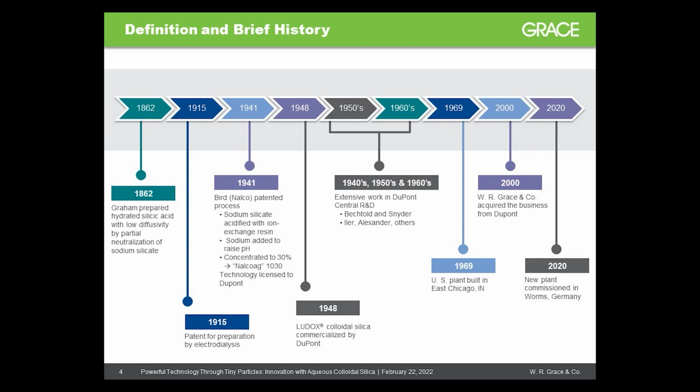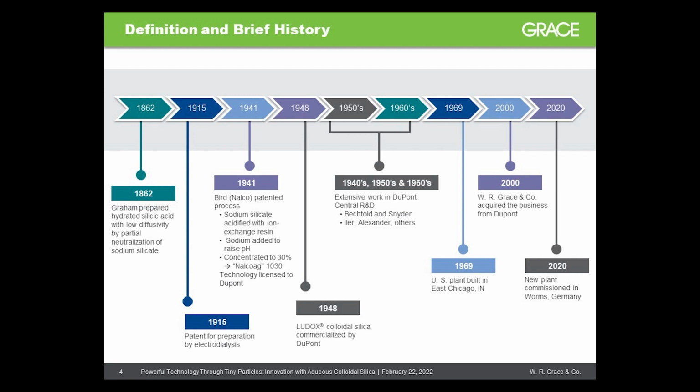The technology was licensed to DuPont in the 1940s, and Bechtold and Snyder of DuPont subsequently patented a process to grow the colloidal particles to any size while concentrating them. This involved using small particles as seed in a heel and adding additional silicate while heating the mixture. Ludox colloidal silica was first commercialized by DuPont in 1948.